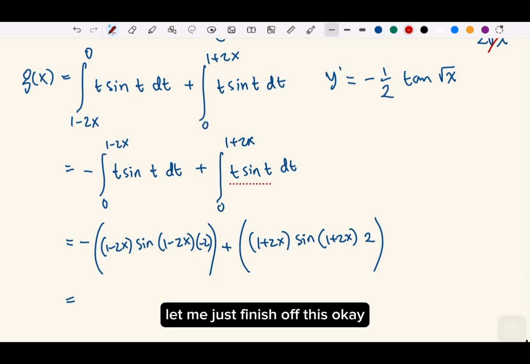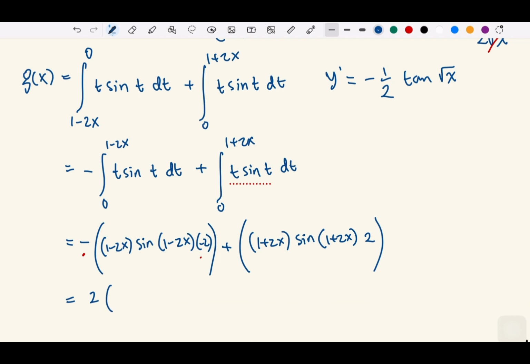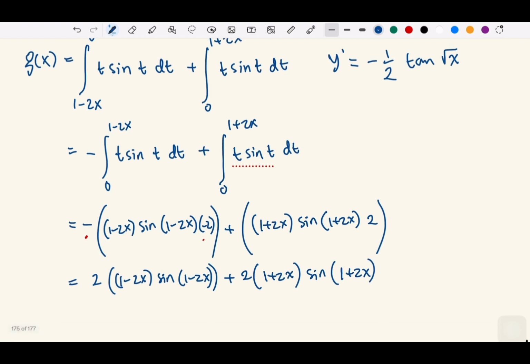Okay, let me just finish off this. So negative will be 2, 1 minus 2x sine, okay, and then done. So this is the g prime.